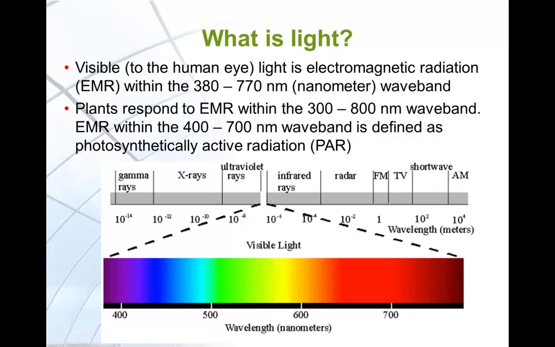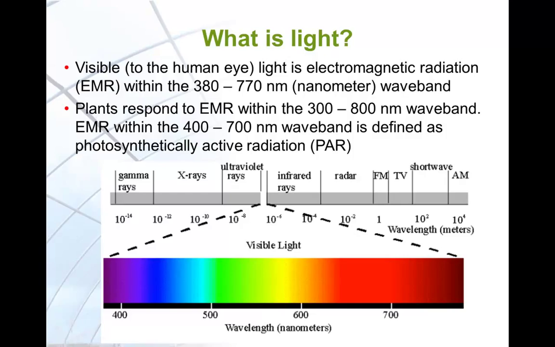So what is light? Human eyes detect light, and that specific light is called visible light, the light we can actually see. And light is generally electromagnetic radiation, and visible light is within the waveband of 380 to 770 nanometers.